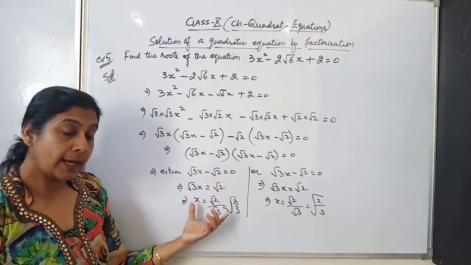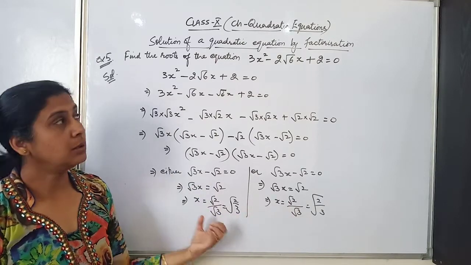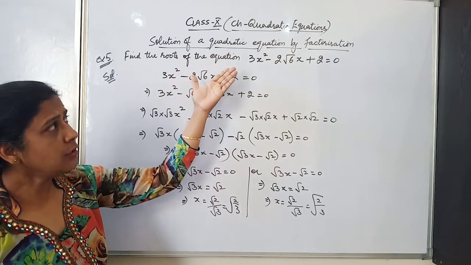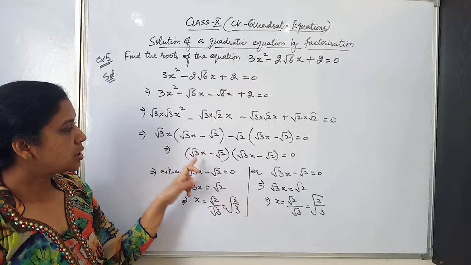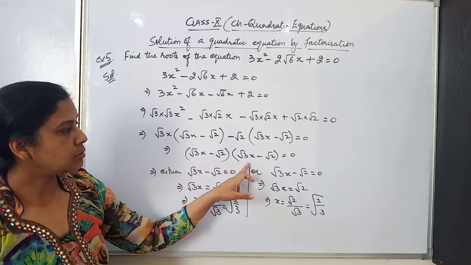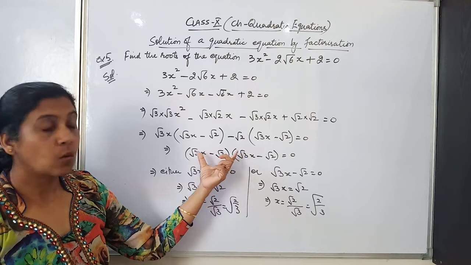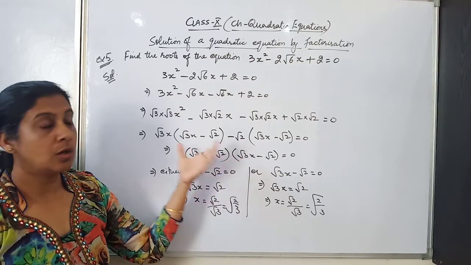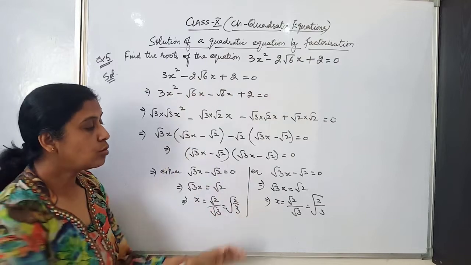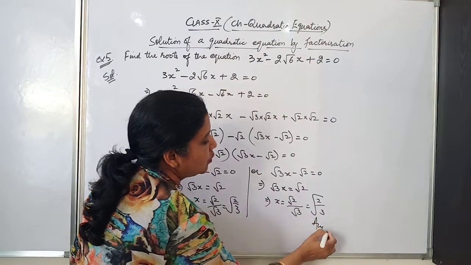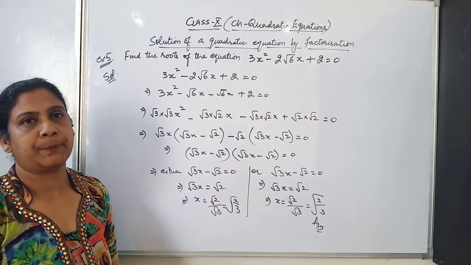Yes, we can have the same values of x in the end, because if factorized, this equation is going to be a perfect square. You could check it here also. Root 3x minus root 2, root 3x minus root 2. So that is root 3x minus root 2 whole square is equal to 0. But since we are working in a quadratic equation, we need to write down the same root, the repeated root, 2 times. So take care of this thing.